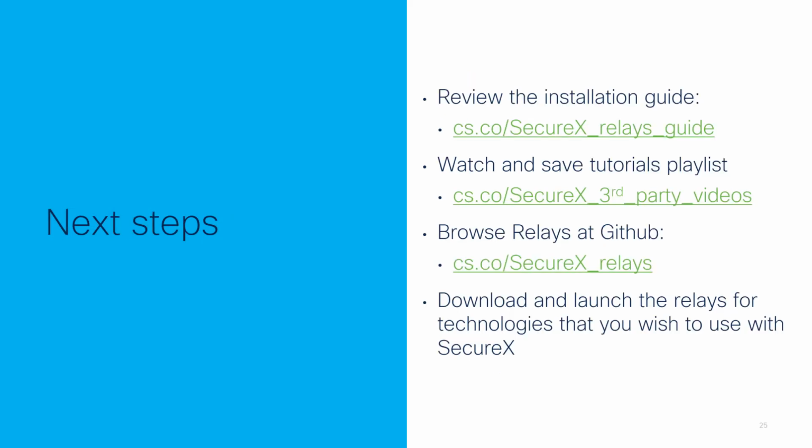Your next steps to get started and learn more about relay modules in SecureX are to review the installation guide, to watch and save this tutorial's playlist. We're going to be adding more materials as time goes on. You can browse the relays that are currently available at GitHub from Cisco Security at the link shown. And then you can start downloading and launching the relays for those technologies that you wish to use with SecureX.